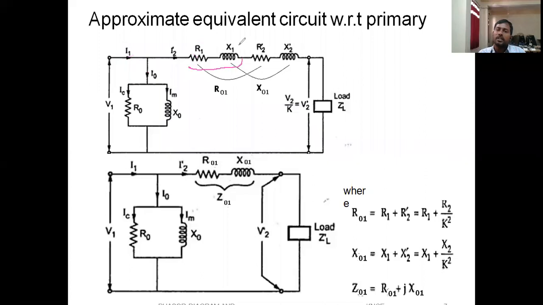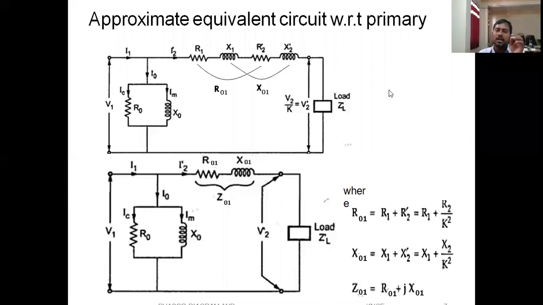If you place R1 X1 after the shunt branch, then R1 and R2 dash, the total resistance, will be written as R01, and X1 and X2 dash you can combine, and that will be written as X01. So if you transfer the secondary values to primary, you can directly add secondary parameters with the primary. If you shift R1 X1 from before the shunt branch to after the shunt branch, that is the first approximation equivalent circuit.